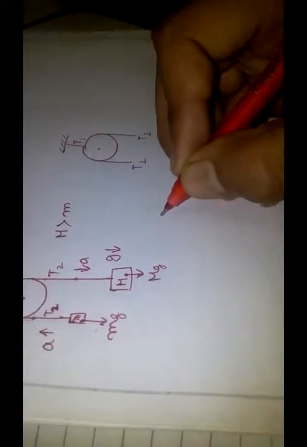Tension T2, and here is T1. This was the free body diagram of this pulley. Now how will I make the free body diagram of these masses?